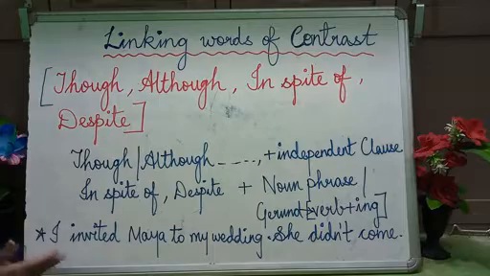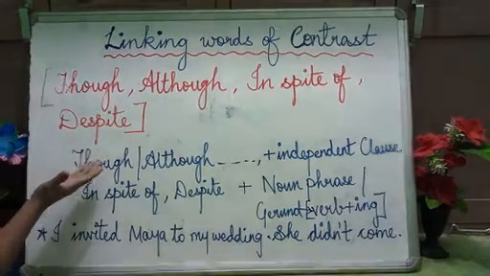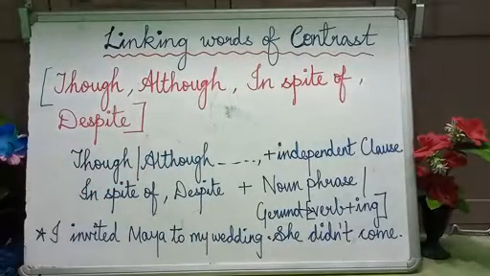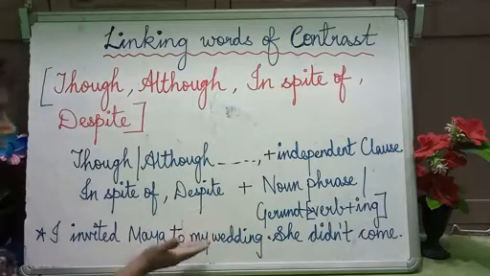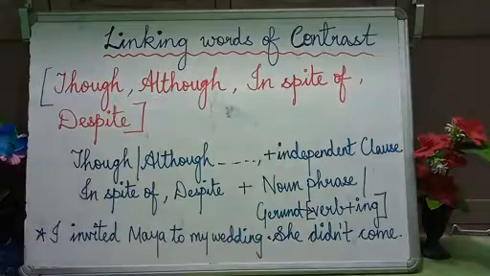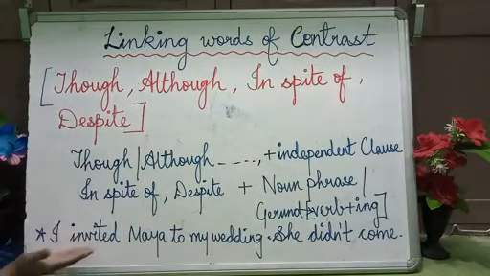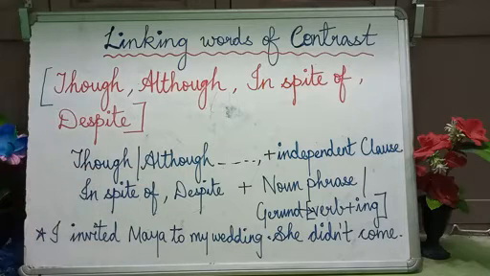So now this sentence we are going to write using though and although. So when you use though and although in a sentence, what happens? This one sentence has two simple sentences. I invited Maya to my wedding, one sentence; she did not come, another sentence. So in one part of the sentence you will use though or although. So this though is a short form of although.